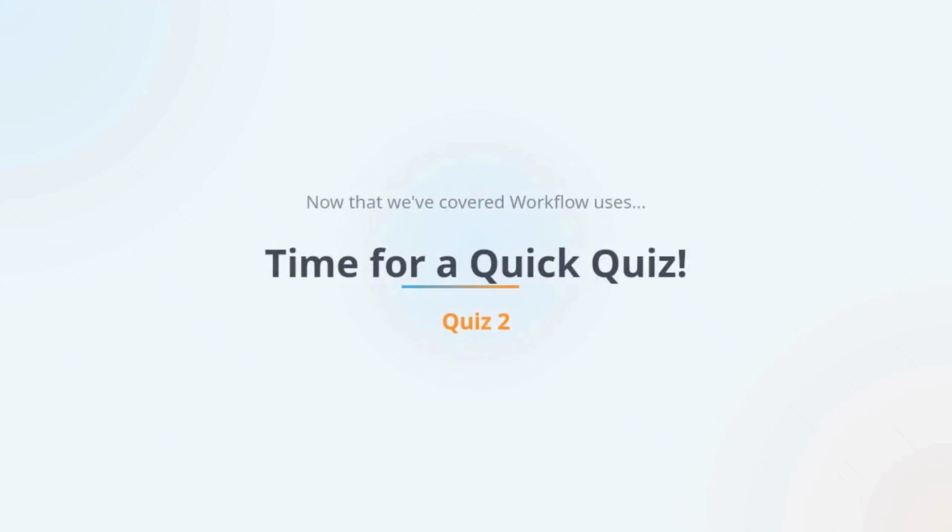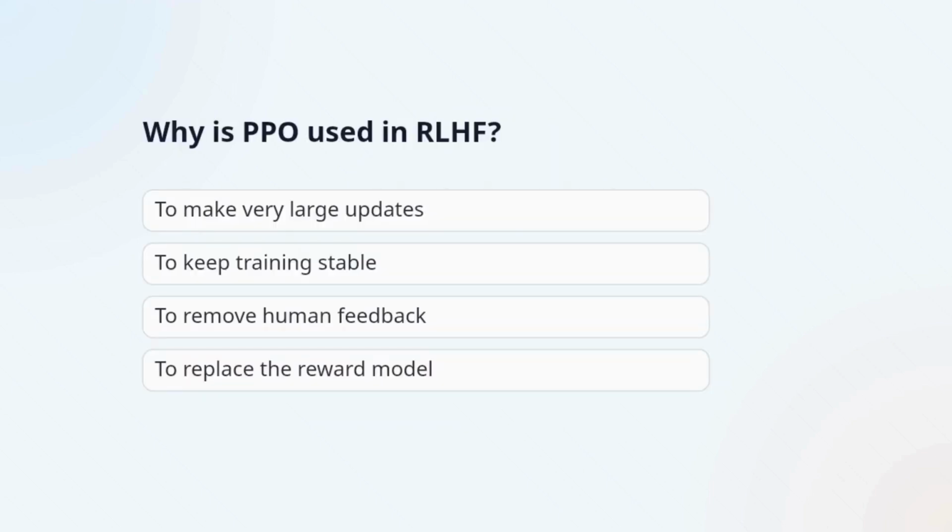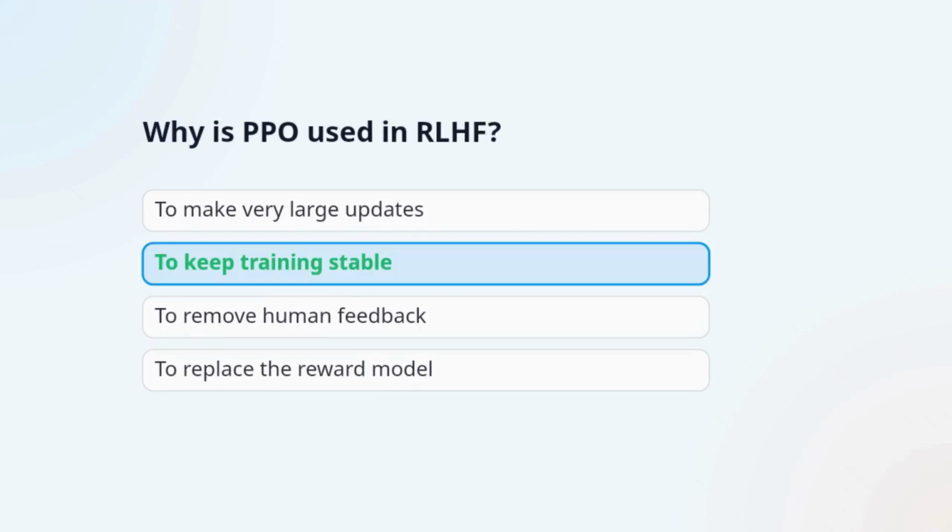Now that we've covered workflow uses, let's test what we've learned so far. Here's quiz number 2. See if you can get it right. Question 1. Why is PPO used in RLHF? The correct answer is, to keep training stable. PPO limits large updates and helps policy optimization remain stable and reliable.